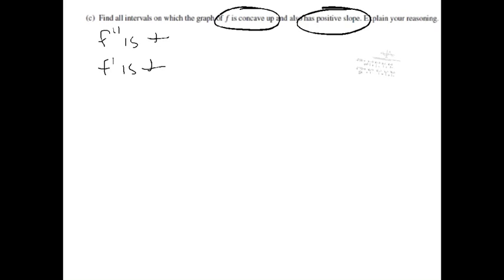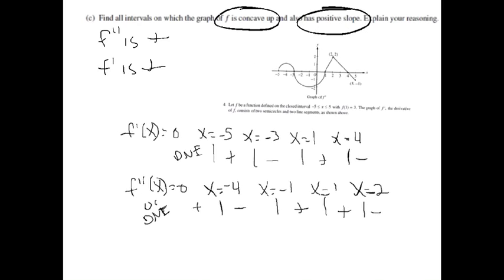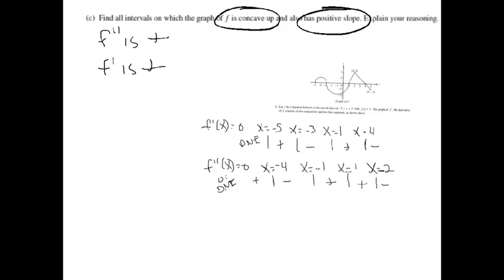And that's where you think to yourself, all right, I've already done all this work. If I go back to parts A and B, I already have my sign charts done. So I look at my sign charts, and I'm trying to find where the first derivative is positive and the second derivative is positive at the same time. Well, the first derivative is positive from -5 to -3, but the second derivative is positive only from -5 to -4. So they are both positive, starting at -5, going to -4.